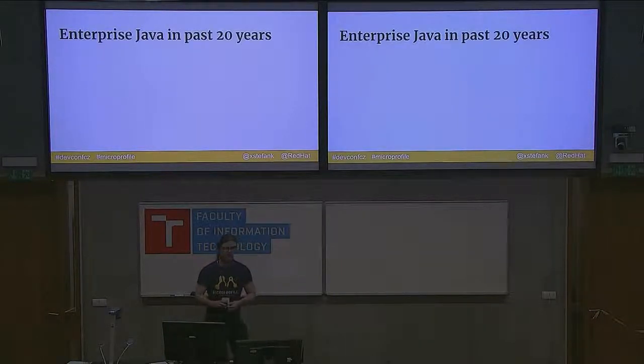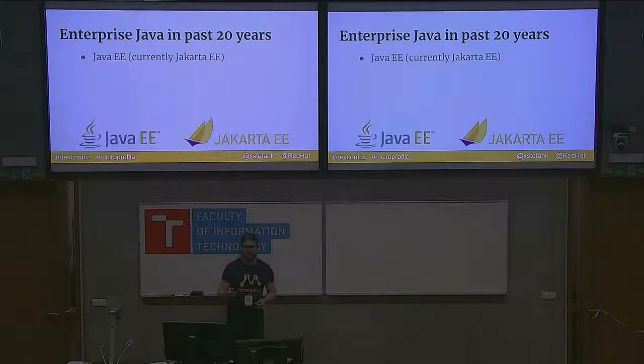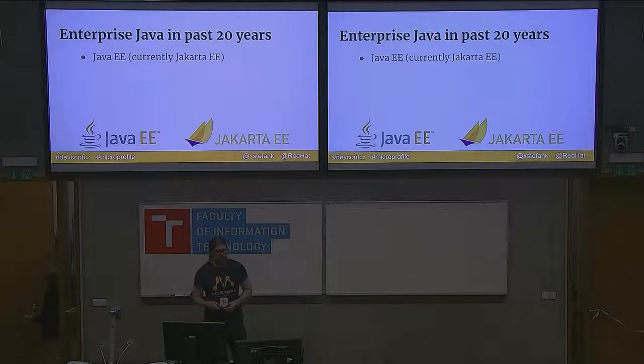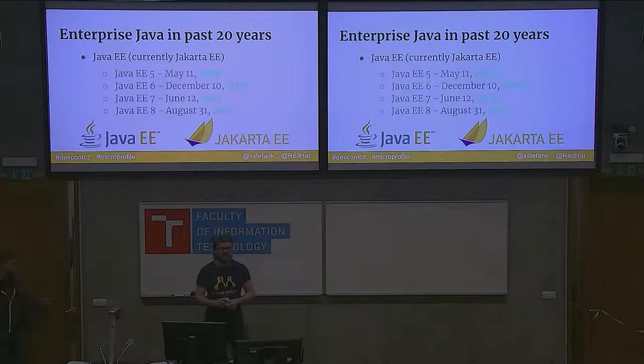So to start, why MicroProfile? Let me describe how enterprise Java looked in the past 20 years. What we had was Java EE, currently called Jakarta EE, which is a set of 35 specifications aiming at web development in Java. The major problem with these specifications was the release cadence in the past decade or so, which was around 3 or 4 years for a basic release.